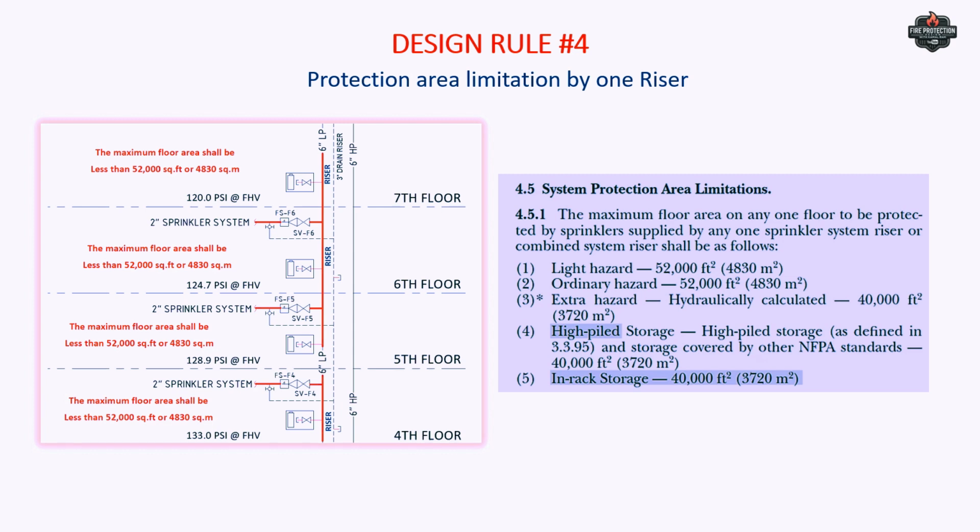The next design rule is the protection area limitation by one riser. According to NFPA standards, one riser can typically supply sprinklers to cover a maximum area of 4830 square meters for light hazard and ordinary hazard occupancy, and 3720 square meters for extra hazard occupancy. These limitations make sure that the system can maintain adequate water pressure and flow during a fire. For larger buildings, you will need multiple risers to meet these requirements.